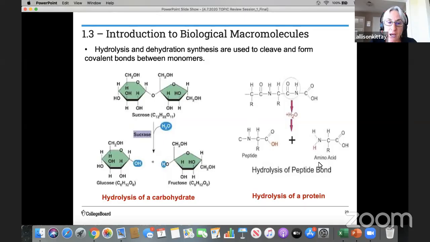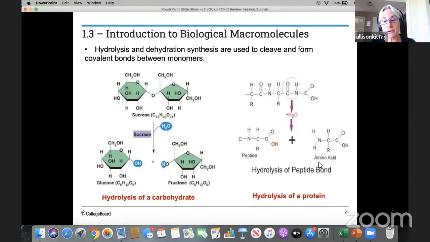And we want to break it down. It does require enzymes and energy. The enzyme in this case is called sucrase. We add water, we're going to hydrolyze it. And when we do that, we are going to break it down into monomers. In the case of sucrose, we would get 1 glucose and 1 fructose. In the case of maltose, which is another disaccharide, you would get 2 glucose monomers.